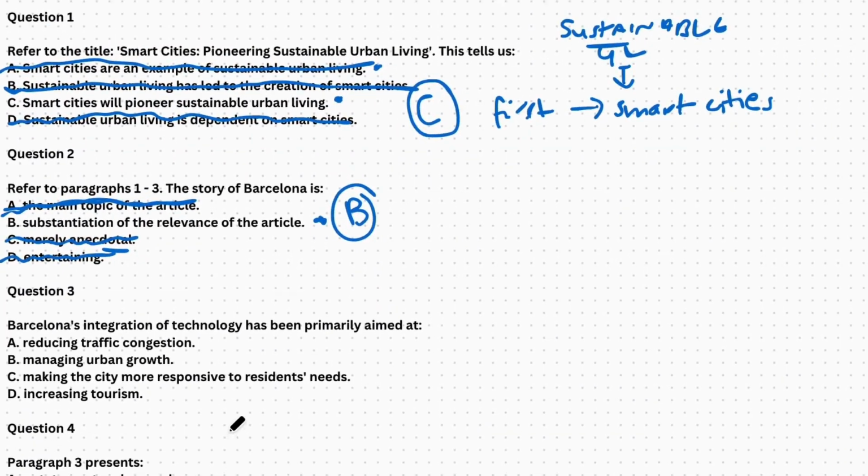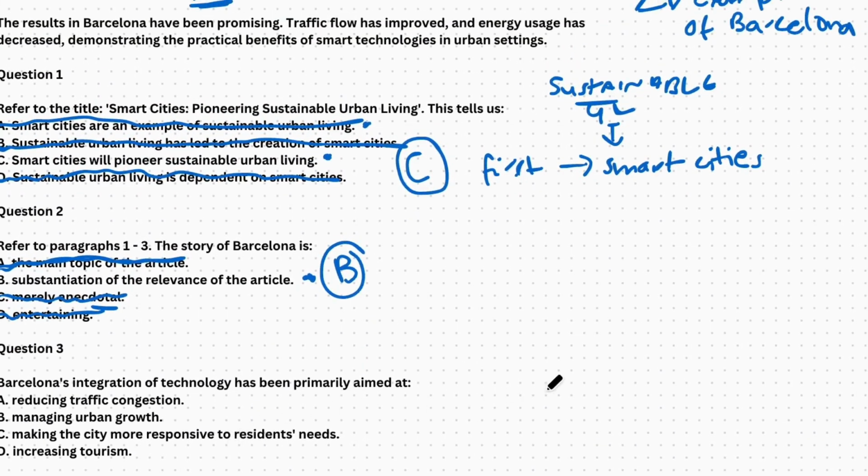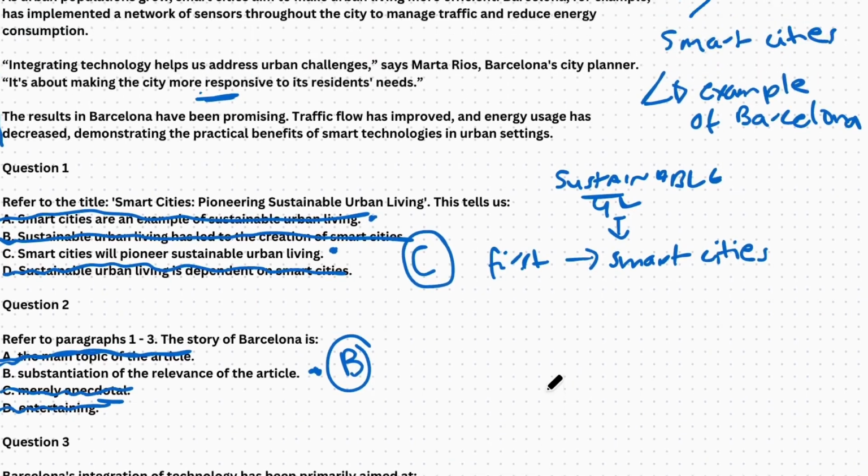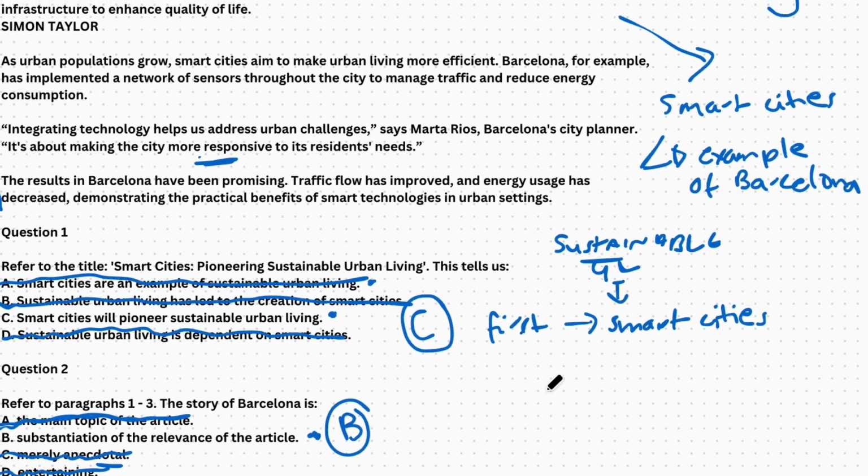Question 3. Barcelona's integration of technology has been primarily aimed at A, reducing traffic congestion, B, managing urban growth, C, making the city more responsive to residents' needs, or D, increasing tourism. So we'd go back up and read. As urban populations grow, smart cities aim to make urban living more efficient. Barcelona, for example, has implemented a network of centers throughout the city to manage traffic and reduce energy consumption.